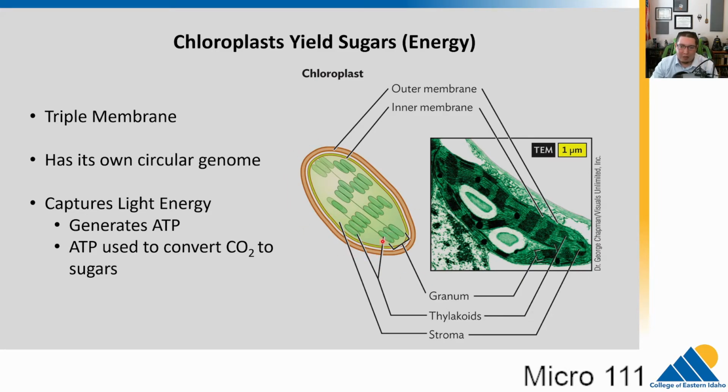Inside, there are these stacks called grana where little thylakoids occur. They look just like bacterial thylakoids. So they do photosynthesis by capturing light energy and making some ATP. They take that ATP, take CO2 from the air, and turn it into sugars, just like their bacterial relatives. They also have their own circular genome, and this triple membrane points to this endosymbiosis.